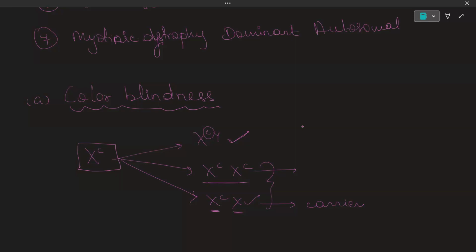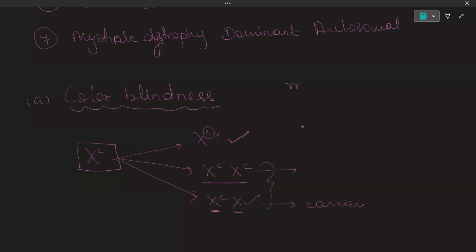The condition is homozygous condition. Did you not know it? You did, right? Both of you did. Homozygous condition. Do you remember?